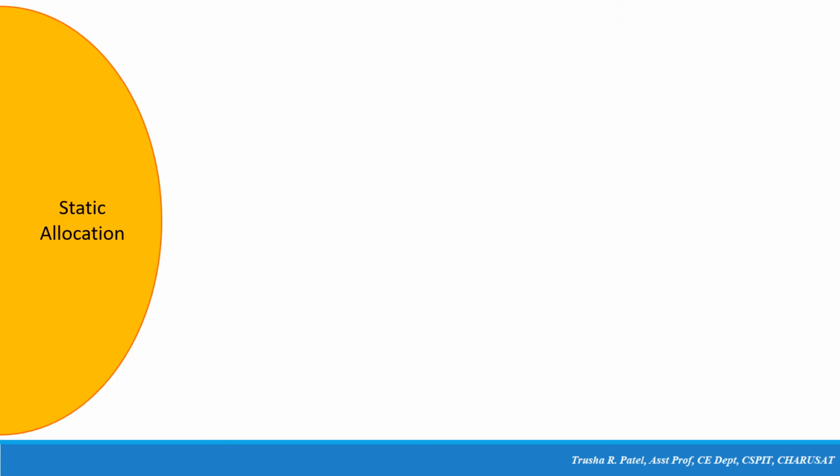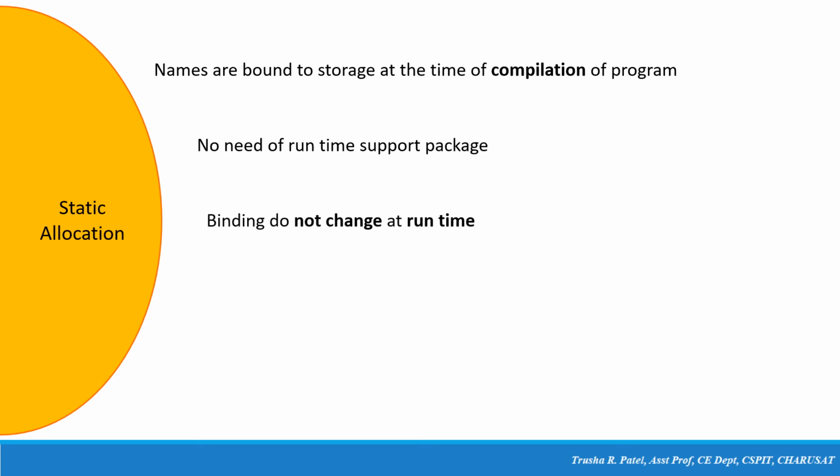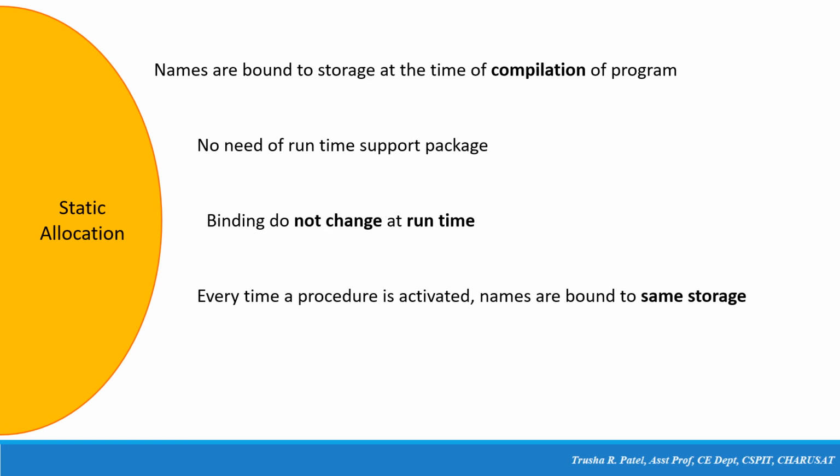Now starting with the first, that is static allocation. As we have discussed, the names are bound to the storage at the time of compilation, and because of that there is no need of a runtime support package. Now this binding of the name and the storage cannot be changed at runtime. Every time the procedure is activated, the names are bound to the same storage.